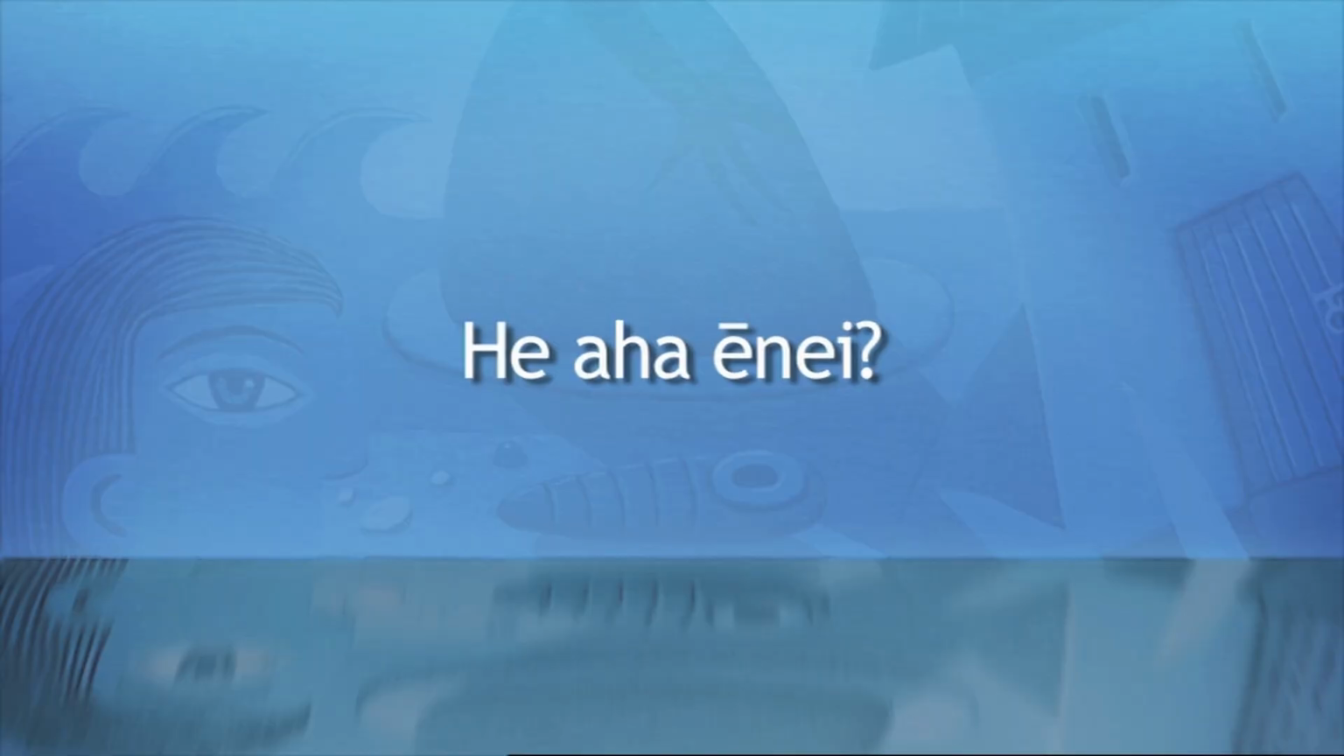Let's look at how to ask about more than one item. To say, what are these, you would say, he aha ēnei. Ēnei means these and indicates that the item is near the speaker. He aha ēnei.